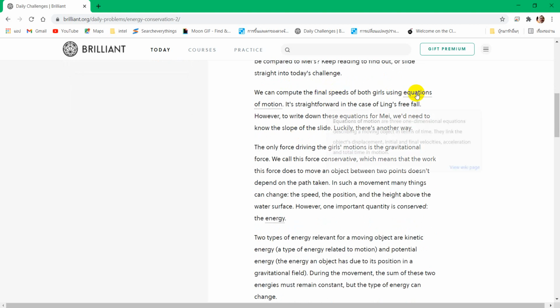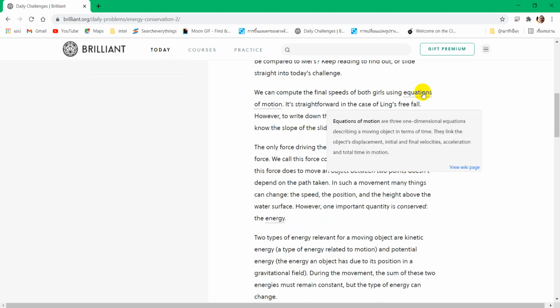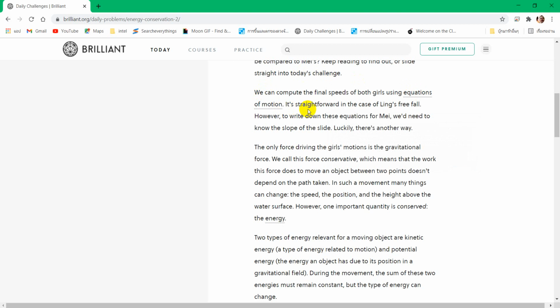We can compare the final speed of both girls using equations of motion. There are three one-dimensional equations describing a moving object in terms of time. They link the object's total displacement, initial and final velocities, acceleration, and total time in motion. It's straightforward in the case of Ling's free fall. However, to write down this equation for Mel, we need to know the slope of the slide.